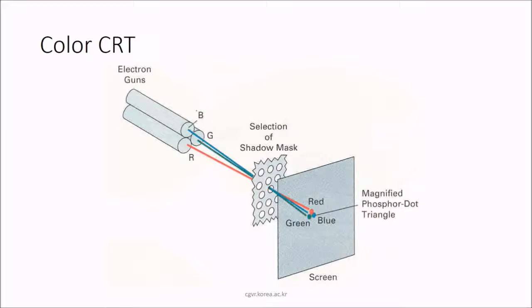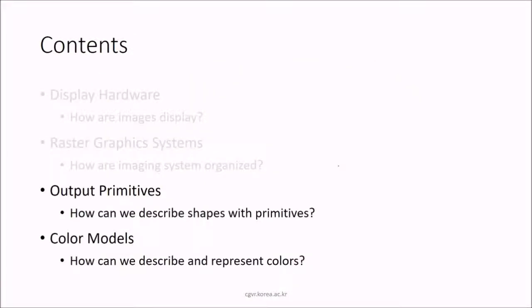This is the color CRT. You have electron guns here, and this is the shadow mask selection, and you see RGB. This is a magnified phosphor dot triangle, and this is what you see on your screen. If you go very close to the screen, you will see all these red, green, and blue spots. So we have seen the display hardware and raster graphic systems. Let us see the output primitives and color models.